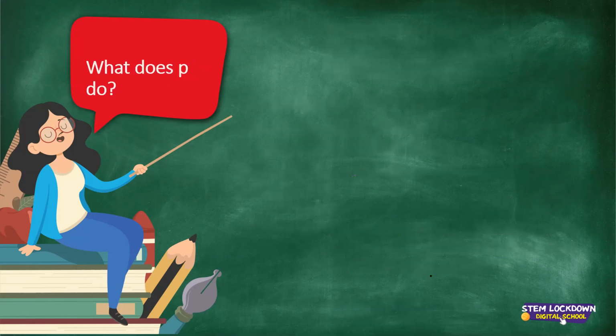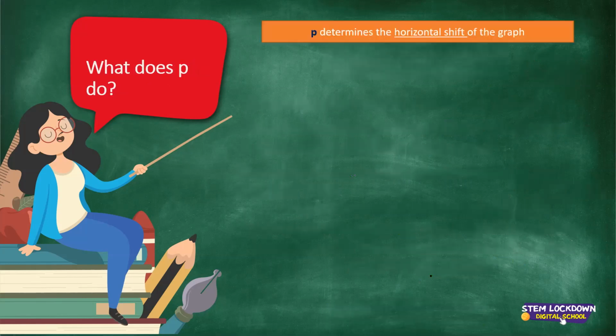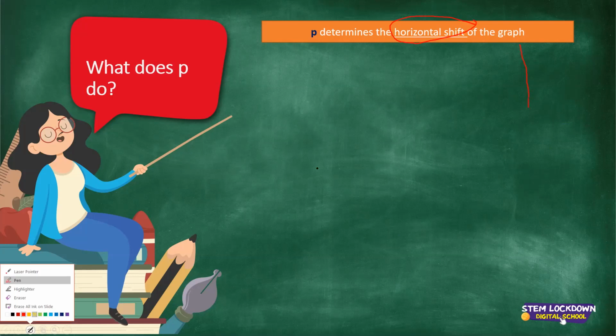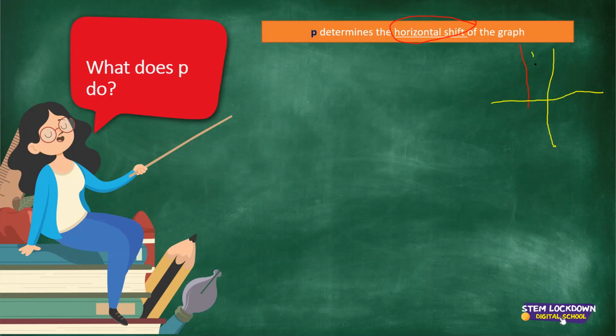It's simply straightforward, I'm going to say to you, p determines the horizontal shift of the graph, okay? The horizontal shift of the graph. What I'm saying to you is on a normal day, so far with what we've learned, our parabola sits like this. And what p does is p moves our parabola this way, or p moves our parabola that way. p shifts the graph horizontally to the left or to the right.